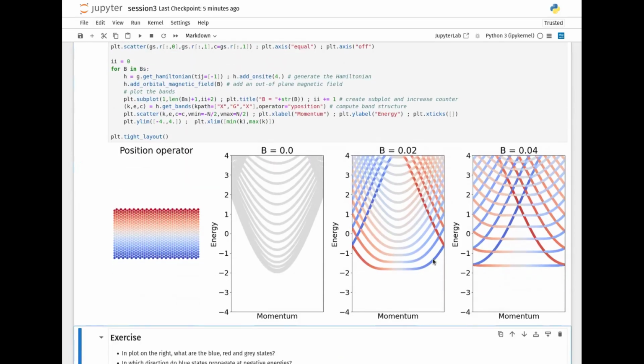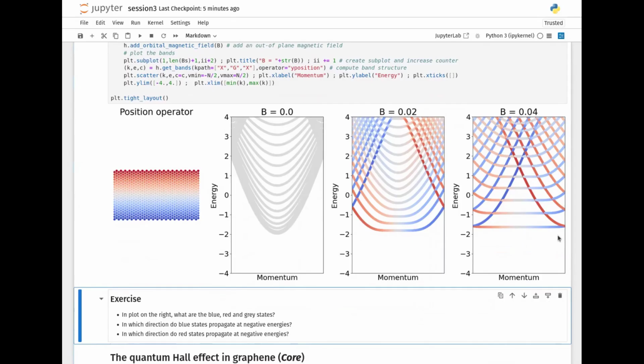And something that is very interesting to see is that the states that are localized on the top, which are the red ones, they all have a speed of propagation that is negative, right? So you see that the slope of the energy versus momentum is negative for all of them. And for the blue ones, it is the other way around. And this is very important because what this actually tells you is that the states are chiral, meaning that on one edge you have states that propagate in one direction, and on the other edge you have states that propagate in the opposite direction. And if you increase the magnetic field, the effect is even stronger.